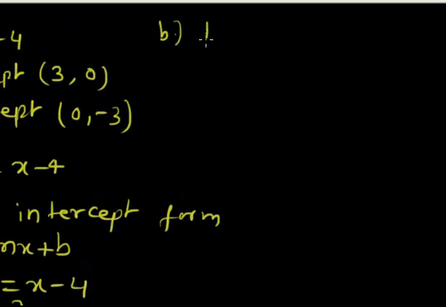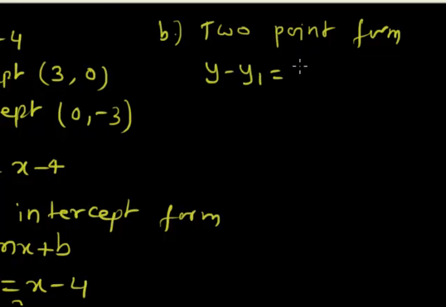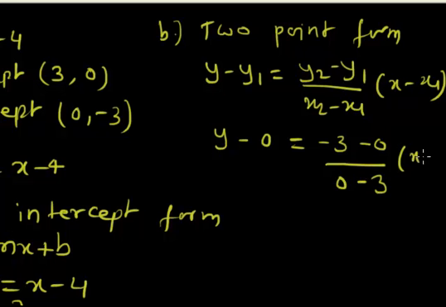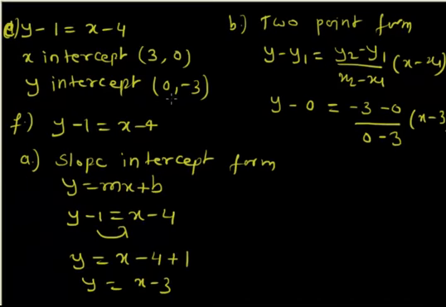The second form is the 2-point form. We already have 2 points, (3, 0) and (0, -3). I'll just substitute in the equation y minus y1 equals (y2 minus y1) over (x2 minus x1) times (x minus x1). So y minus y1, say 0, equals y2, which is minus 3, minus 0, over x2, which is 0, minus x1, which is 3, times x minus x1, which is 3. These are the coordinates x1, y1, x2, y2.